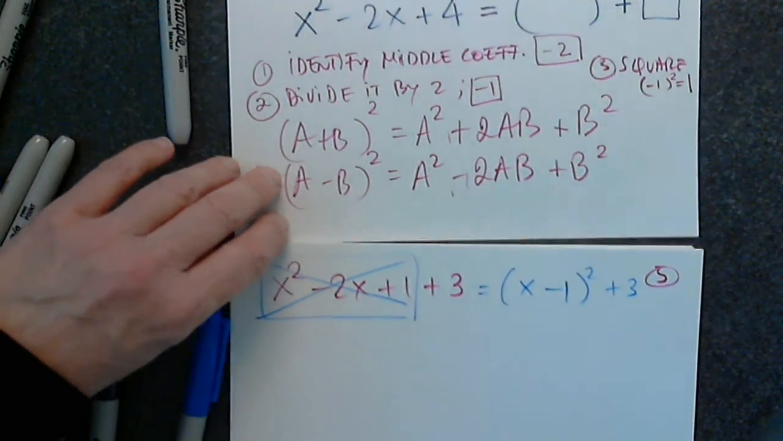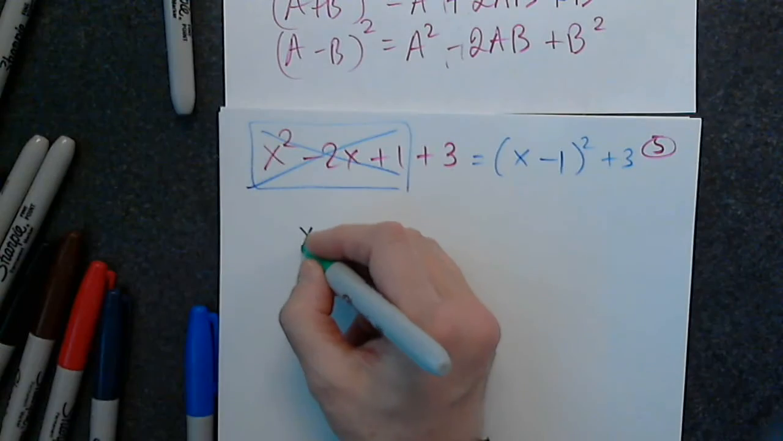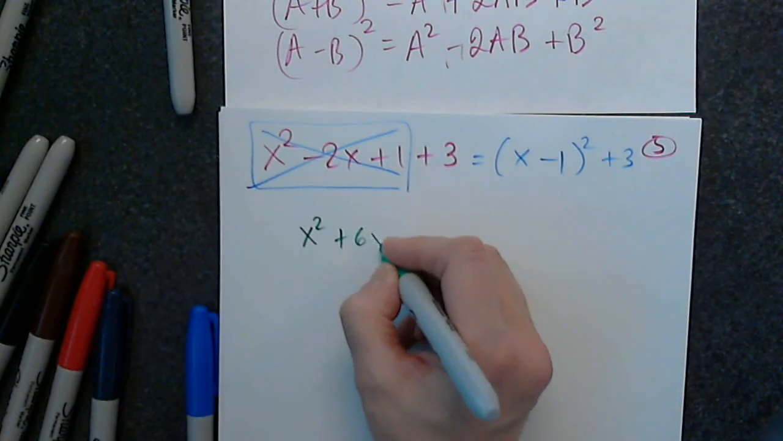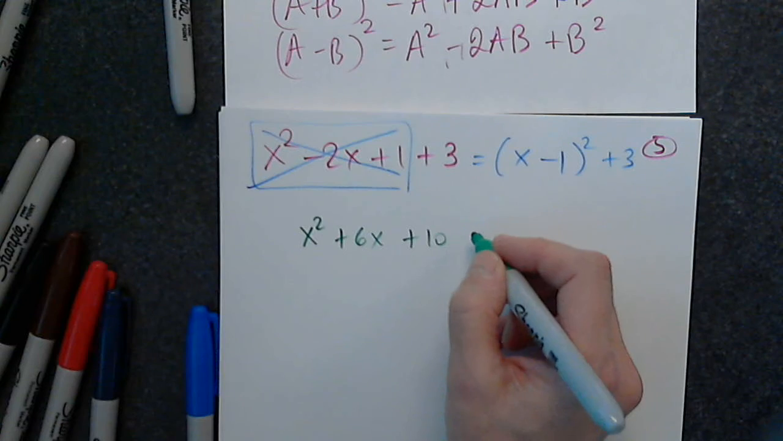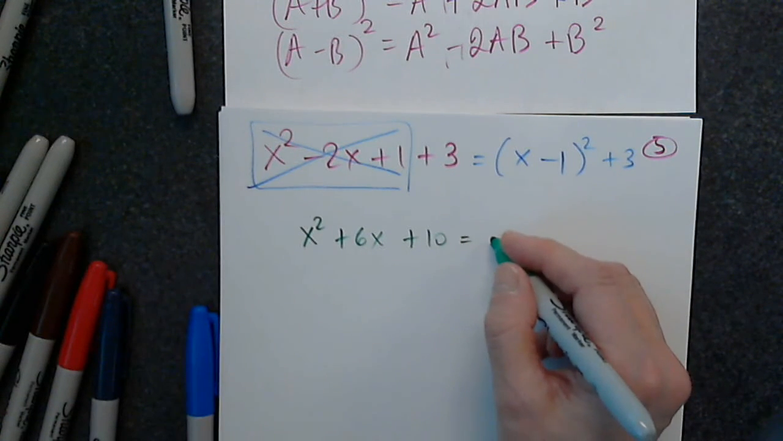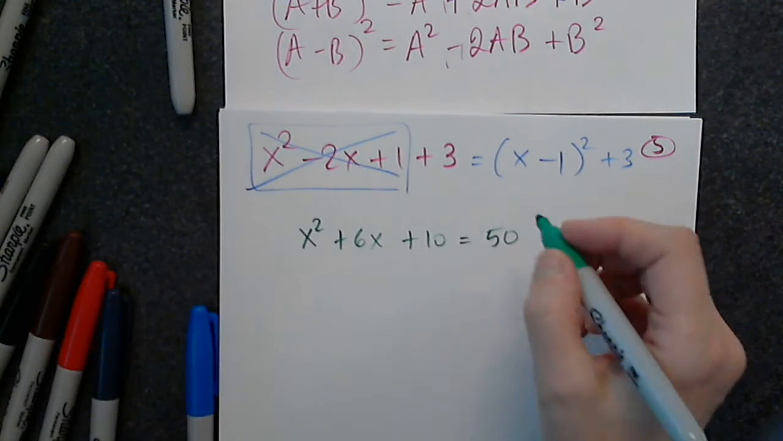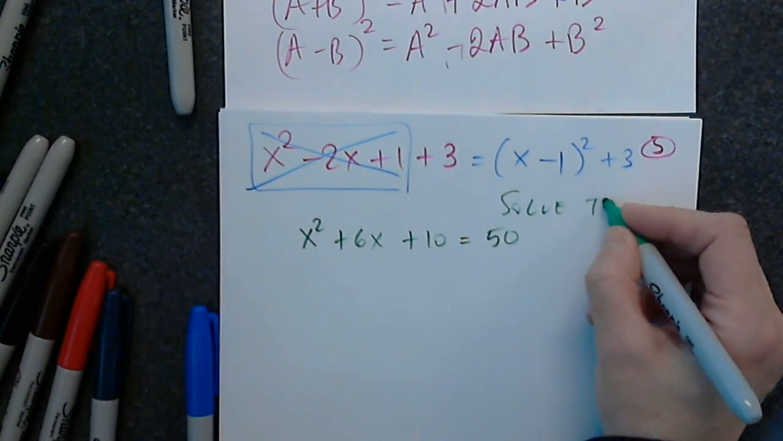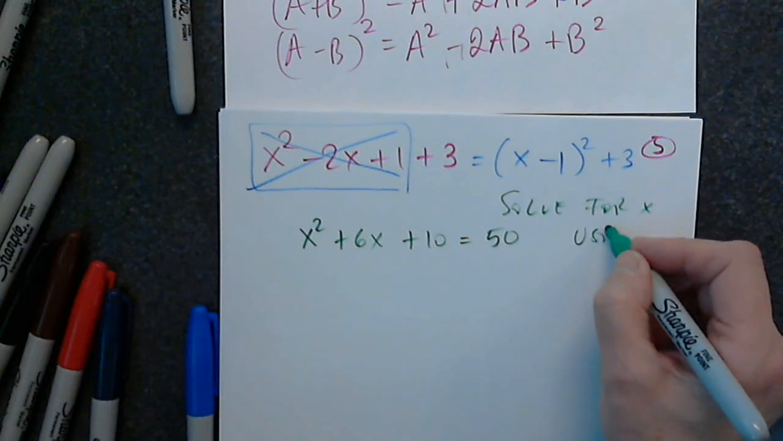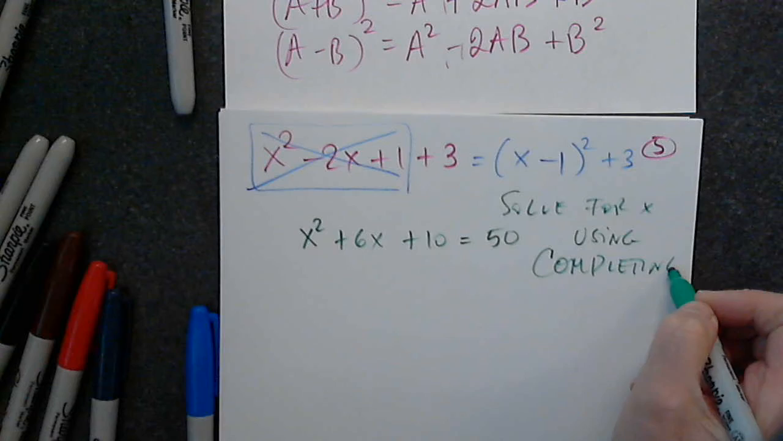So now we are going to apply this method to equations. Let's say x squared plus 6x plus 10 equals 50. I just made it up. Okay, we're asked to solve for x using completing the square.